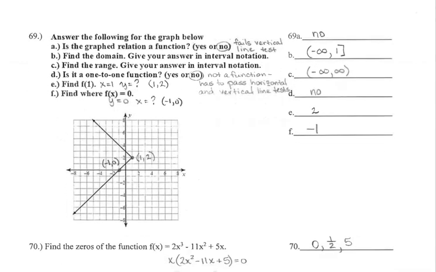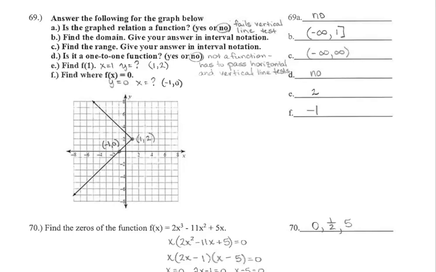All right, for our next one, they ask, is the graph relation a function? If it's a function, it has to pass the vertical line test, meaning if I draw a vertical line, I don't hit it in more than one spot. And this one fails. So no, it is not a function. If it's not a function, it can't be a one-to-one function. So when we get down here and it asks us if it's a one-to-one function, it's not even a function, so it's not going to be one-to-one. The way to tell if something is a one-to-one function is it has to pass both the horizontal and the vertical line tests.